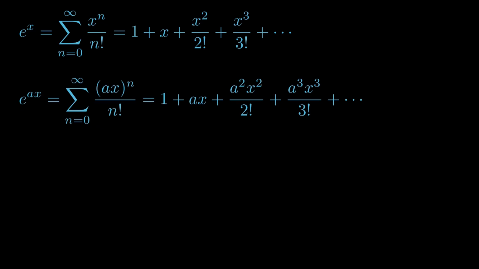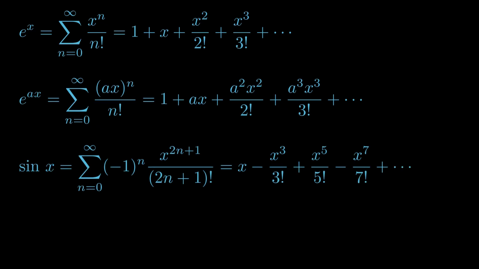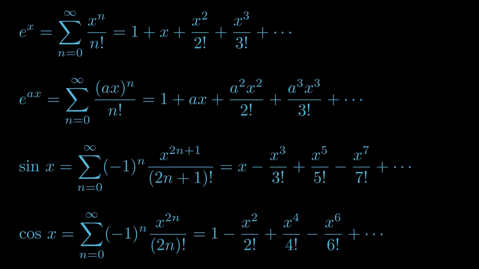We will also need the Taylor series of cosine x and sine of x, since these two functions show up on the right-hand side of Euler's formula, except in terms of theta. The Taylor series of sine of x, centered around x equals 0, is x minus x cubed over 3 factorial plus x to the 5th over 5 factorial minus x to the 7th over 7 factorial, and so on. The Taylor series of cosine of x is 1 minus x squared over 2 factorial plus x to the 4th over 4 factorial minus x to the 6th over 6 factorial, and so on. These are all the Taylor series that we need for the proof.